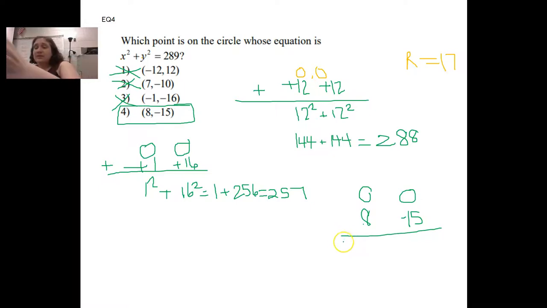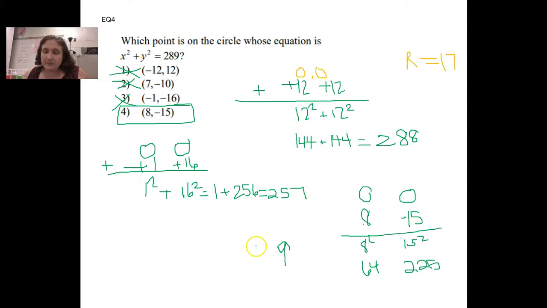All I'm going to do is do 8 squared plus 15 squared. 8 squared is 64. 15 squared is 225. When I add that up, I get 289. So there you go. That's how it has to be because it matches 289 to 289.